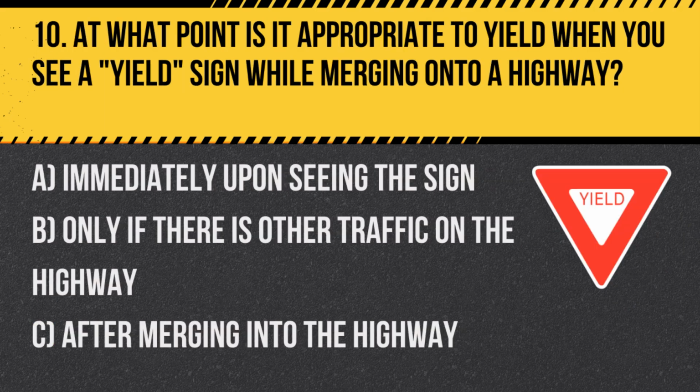Question 10. At what point is it appropriate to yield when you see a yield sign while merging onto a highway? A. Immediately upon seeing the sign. B. Only if there is other traffic on the highway. C. After merging into the highway.